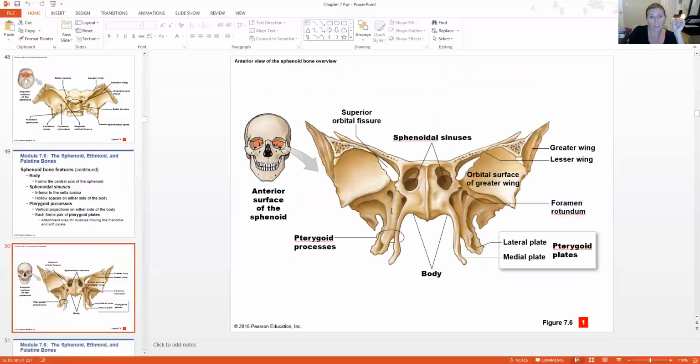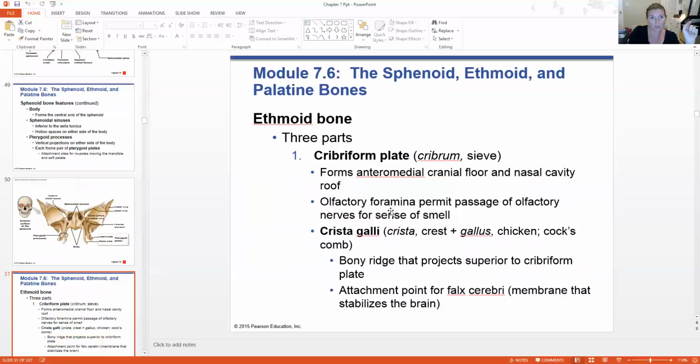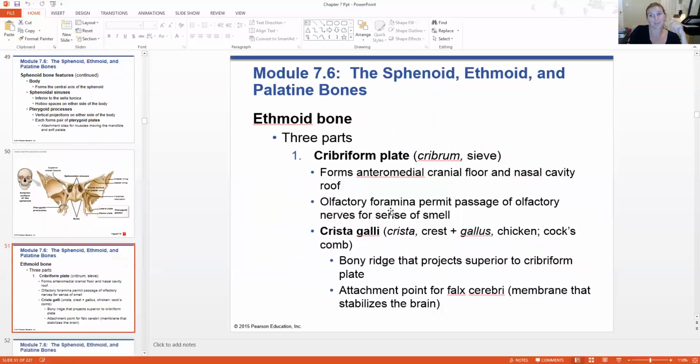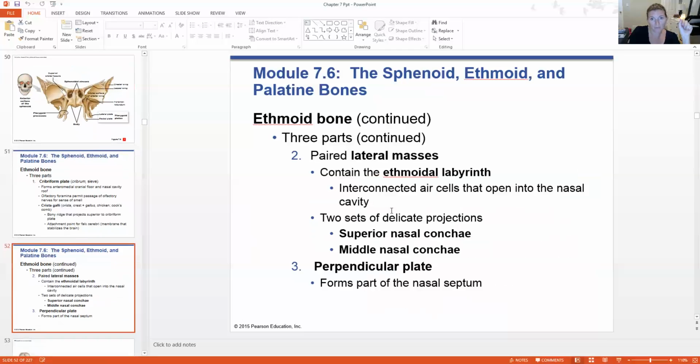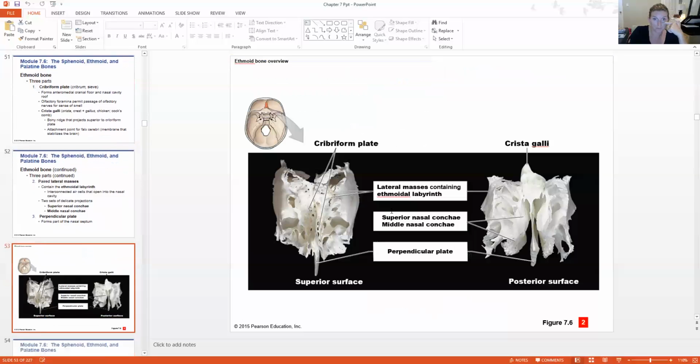Here you see a different view of the sphenoid. This is an anterior view. The ethmoid bone is another kind of oddball in there. It has a cribriform plate. This cribriform plate extends upward into kind of the base of the cranial cavity. The crista galli is a little bony ridge that comes up as well. And the ethmoid bone has lateral masses and a perpendicular plate. The perpendicular plate helps to form part of our nasal septum.